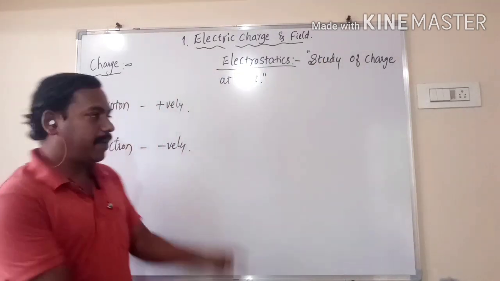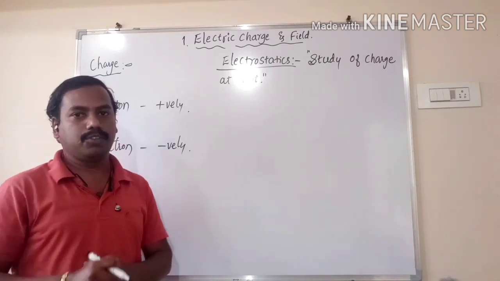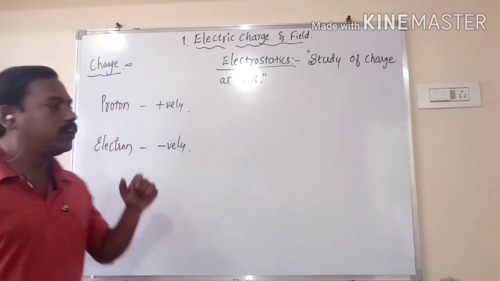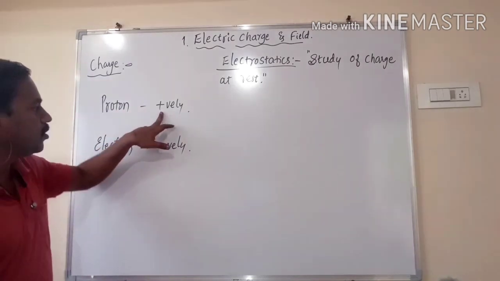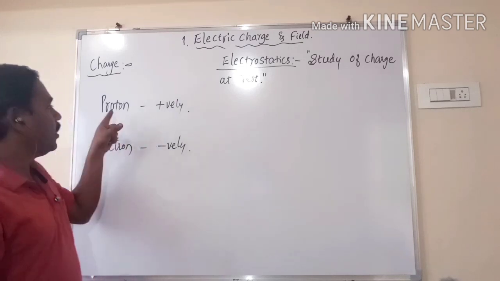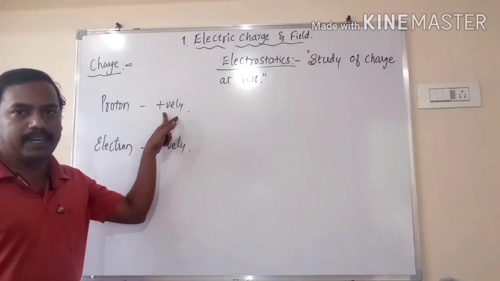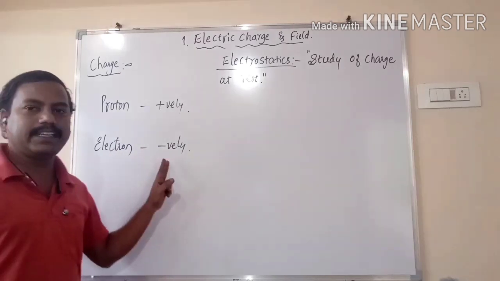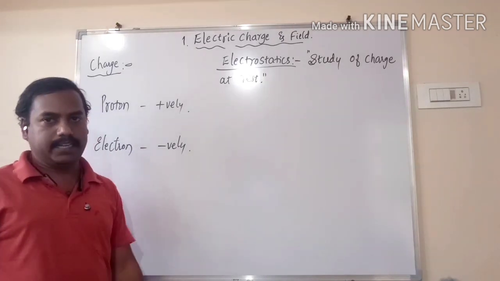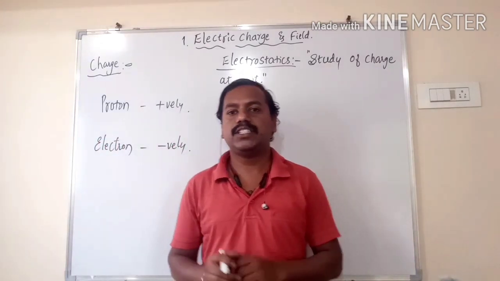Okay, come back to the main theme now. The theme is that I'm actually discussing charge. As I taught you, we have two types of charges: positively charged and negatively charged. Conventionally, as I told you, the proton is taken as the positively charged particle, and the electron is taken as the negatively charged particle. So now let us try to charge a body.